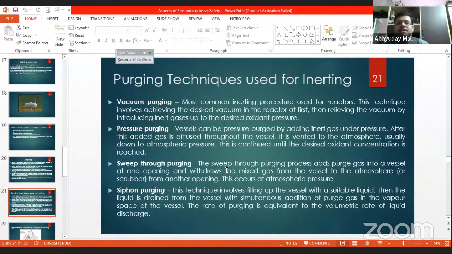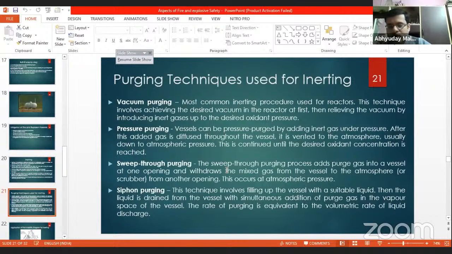Now, what are the purging techniques that are used for inerting? The foremost technique that is most commonly used is vacuum purging. This is the most common procedure used for reactors. When you need to maintain an inert atmosphere for a reaction to occur inside a reactor, the most common procedure is vacuum purging. We connect the reactor with some vacuum device and achieve the desired vacuum in the reactor at first. That means we suck out all the air that may be present within the reactor and achieve the desired vacuum level.